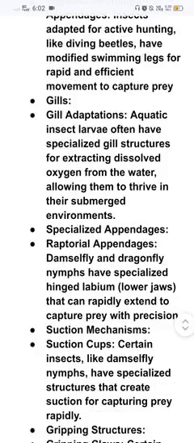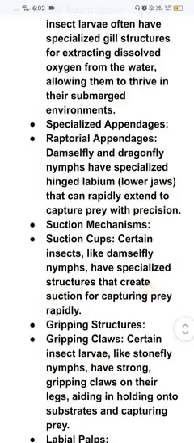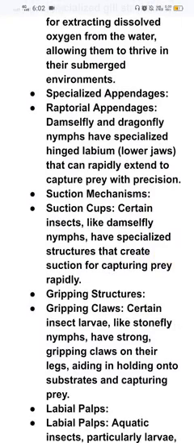Then, gill adaptations. Aquatic insect larvae often have specialized gill structures for extracting dissolved oxygen from the water, allowing them to thrive in their submerged environments. Next, specialized appendages are there, like raptorial appendages. Damselfly and dragonfly nymphs have a specialized hinged labium, in the sense lower jaws, that can rapidly extend to capture prey with precision. This is another modification of this appendage, raptorial appendages.